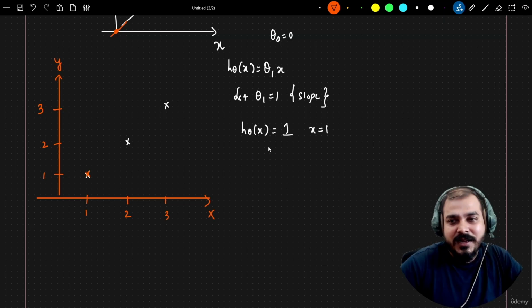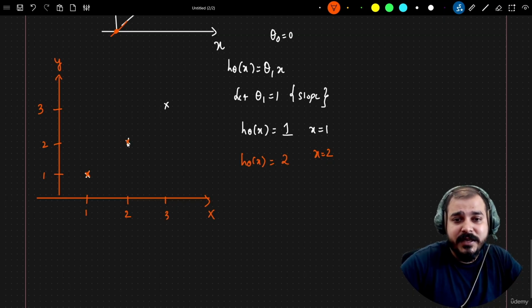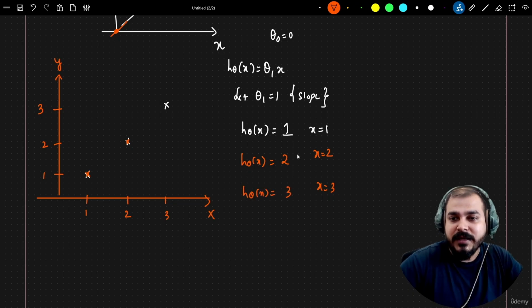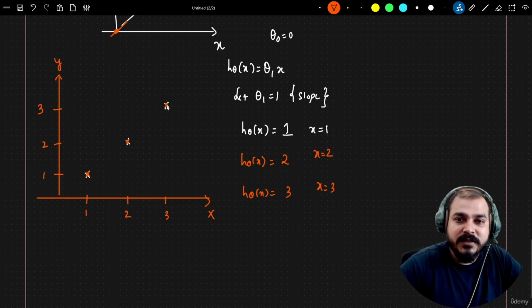Now when x is equal to 2, what will be my h theta of x? Since I have initialized theta 1 as 1, when x is equal to 2, h theta of x will be 2. So my second predicted point will be somewhere here. Similarly, when x is equal to 3 and theta 1, that is my slope, is equal to 1, then h theta of x is equal to 3, because 3 multiplied by 1 is nothing but 3. So my third point is somewhere here.